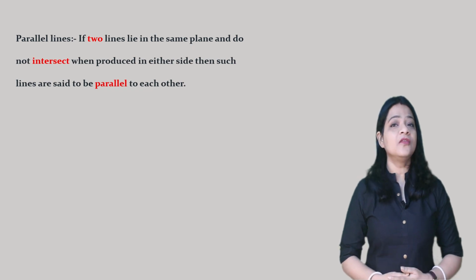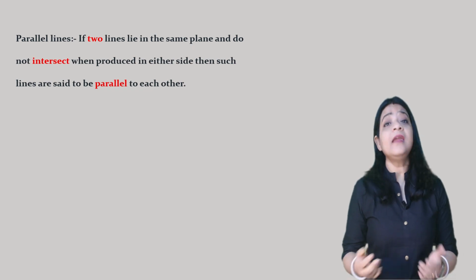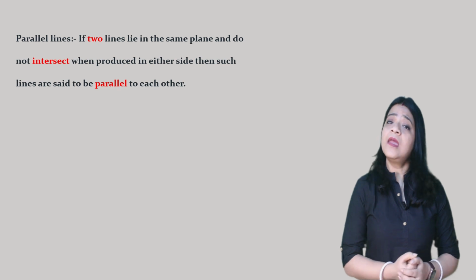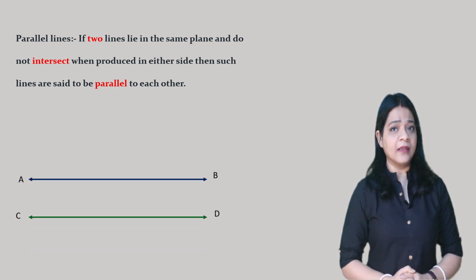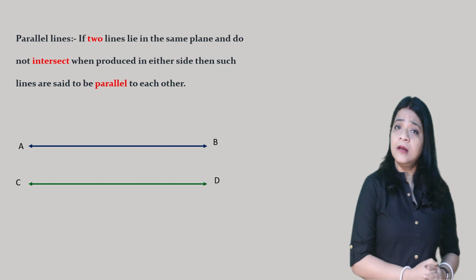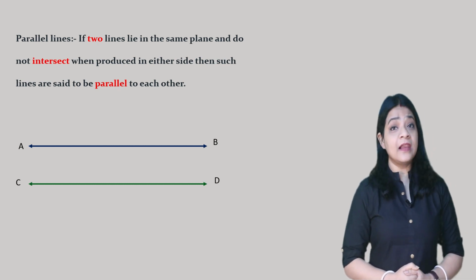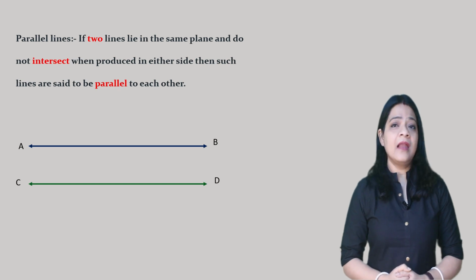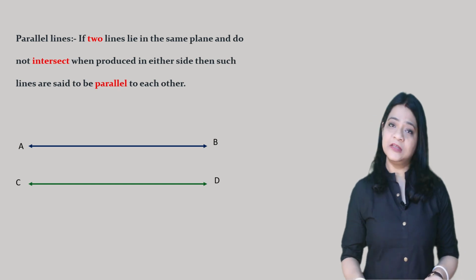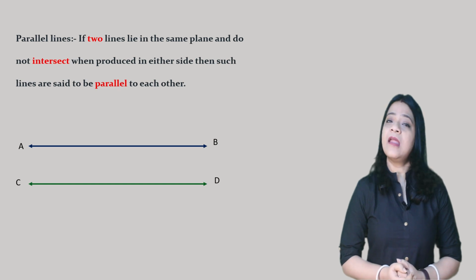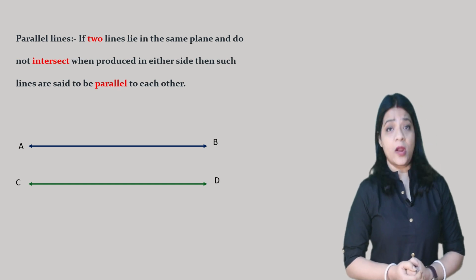The first and foremost question that arises in our mind is, what are parallel lines? Parallel lines are those lines that lie in the same plane and they will never meet each other at a point. So here AB and CD are two lines lying in the same plane, and even if you extend both of them, they will never ever meet at a point.